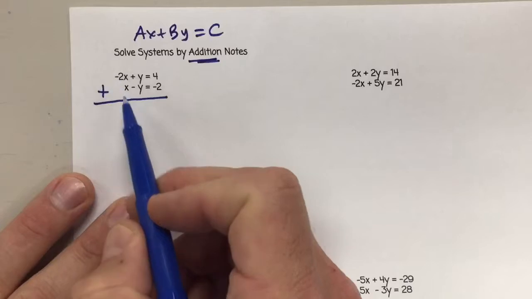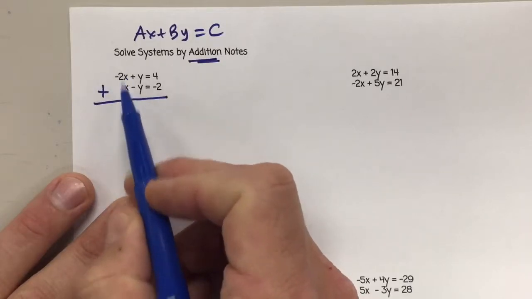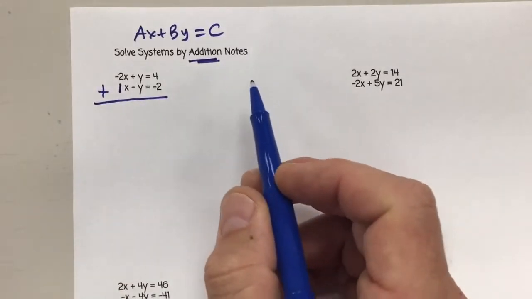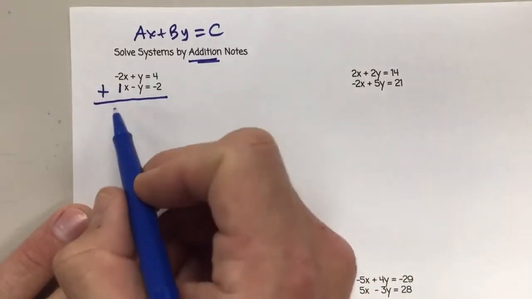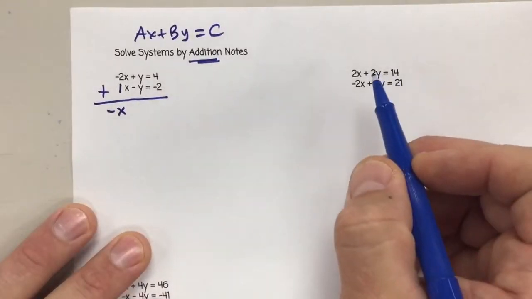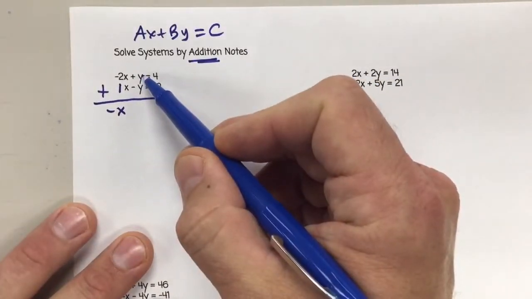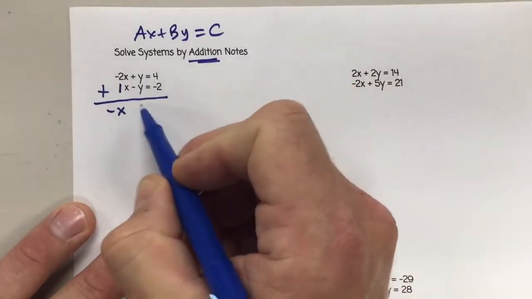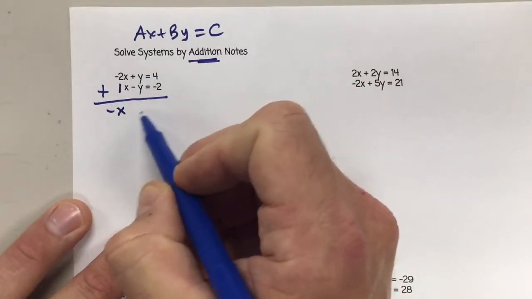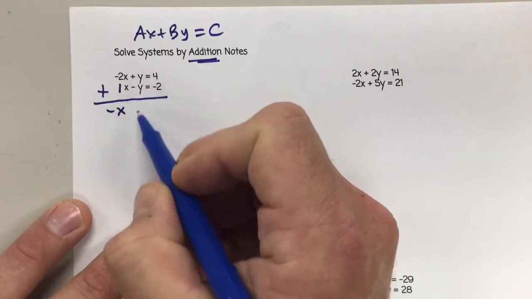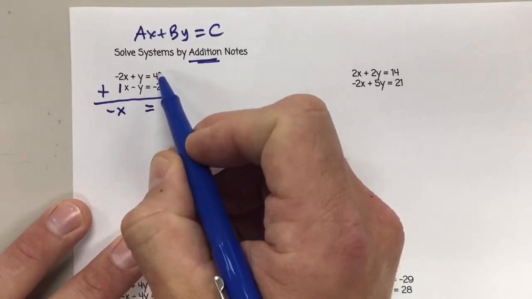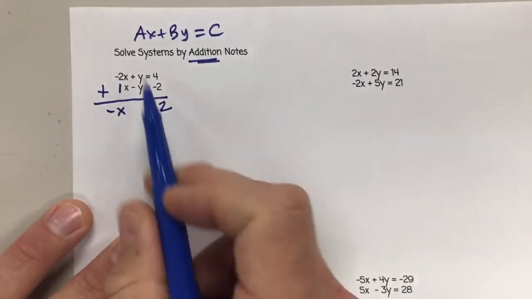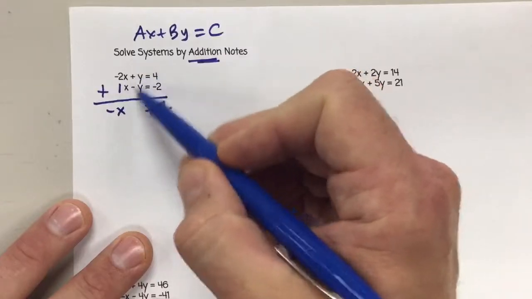So negative 2x plus x, those are like terms, I can add them together. Remember there's a 1 in front of that if there's not a number written. So it's negative 2x plus 1x, which would be negative x. Positive y and negative y, when I add them together, they cancel out. So I get 0. So I'm not going to write anything for that since it's basically 0. Then I'm going to take 4 plus negative 2, which is 2. So by adding them together, I have canceled out one of the variables.